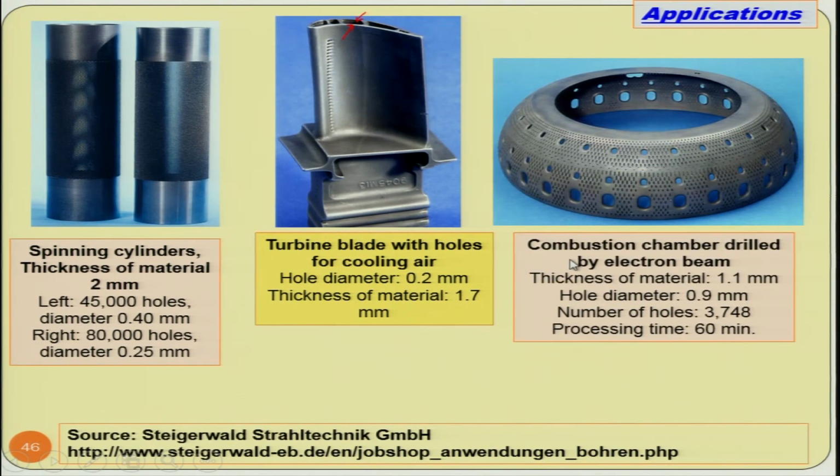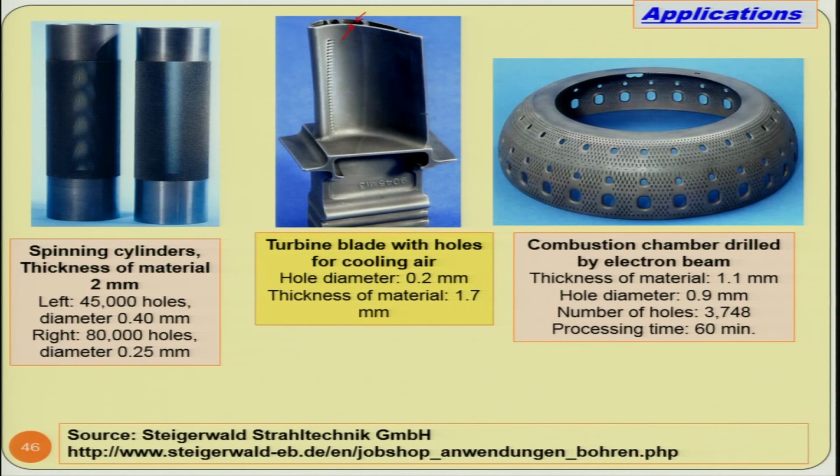Then this is the combustion chamber drill. Here again, thickness of the material is 1.1 millimeter, hole diameter is 0.9 millimeter, that is 900 micron. Number of holes in this particular component is 3748, and they have been drilled with the help of electron beam micromachining, and processing time taken is 60 minutes.